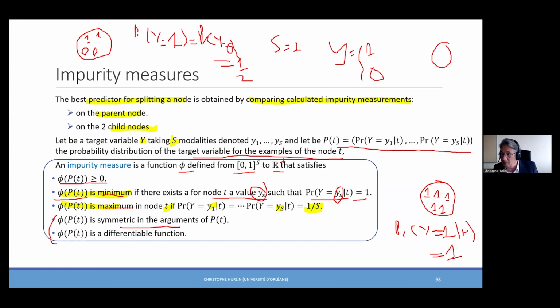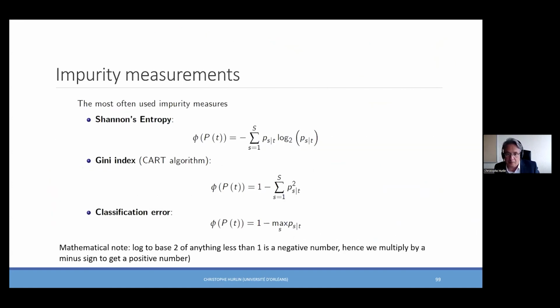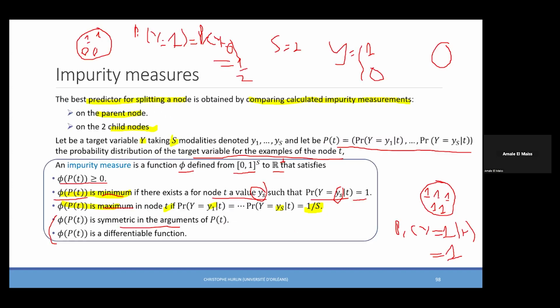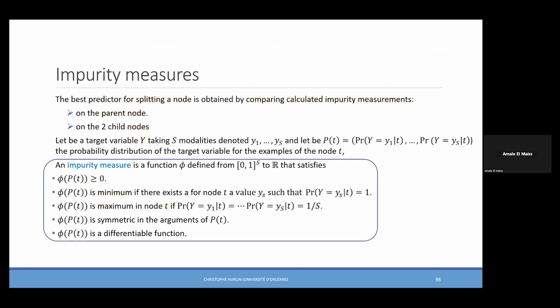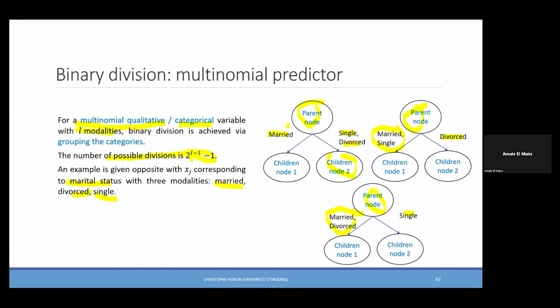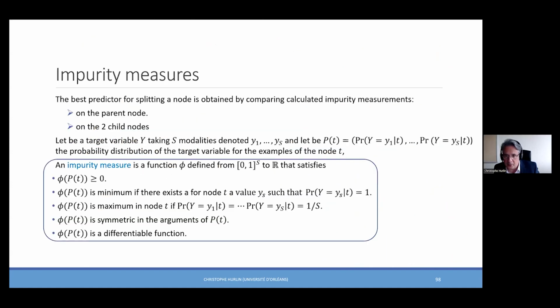Is this clear? Sorry, can I ask a question? Yes. In the previous slide, I didn't understand when the P_T is maximum. No, the one after this. Okay, here. Yes.